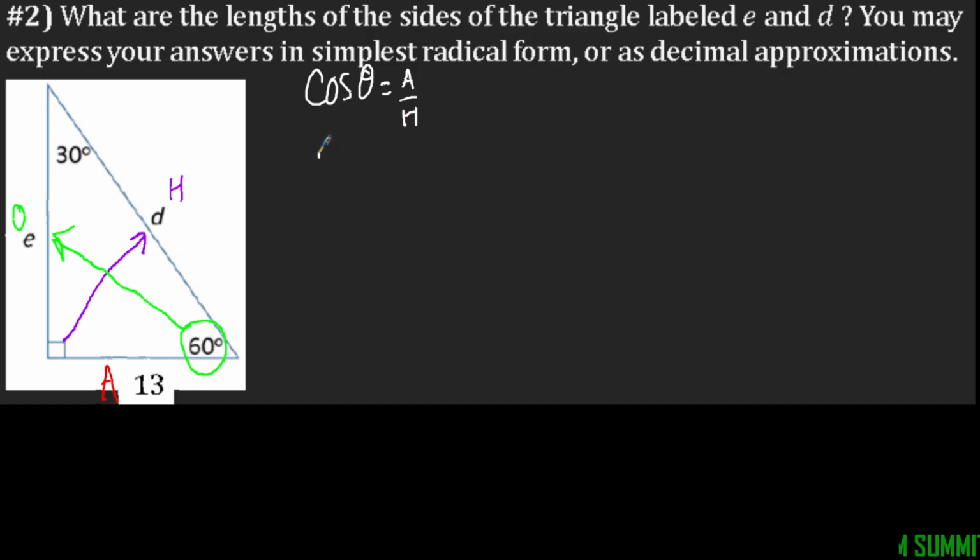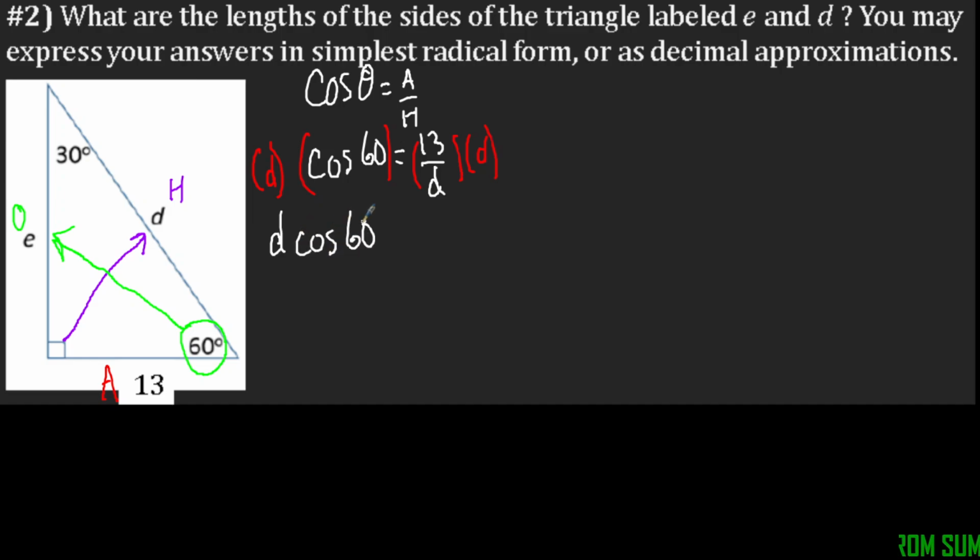Substitute my values in. So I'm going to say cosine 60 equals 13 over d, because d is going to be our hypotenuse for this problem. And so just like before, I said I had to multiply both sides by the denominator, so I'm going to multiply both sides by d. On my right side, it cancels out. The 13 comes down. And on my left side, I have d times cosine 60.